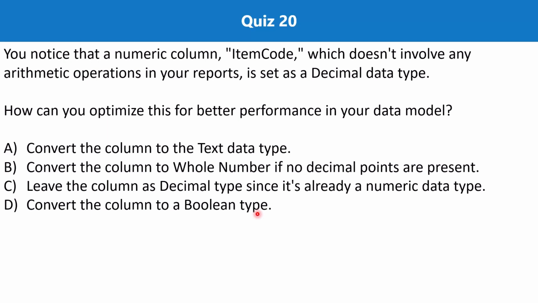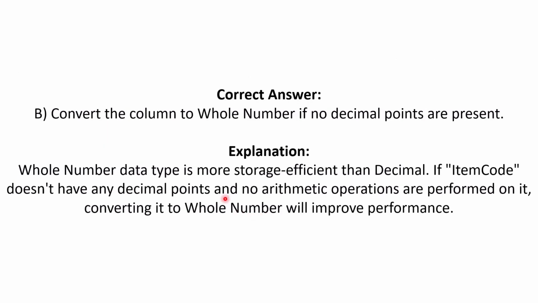So let's have a look at the correct answer. The correct answer is to convert the column to whole number if no decimal points are present. And the reason for this is that whole number data type is more storage efficient than decimal. If item code doesn't have any decimal points and no arithmetic operations are performed on it, converting it to the whole number will improve the performance.